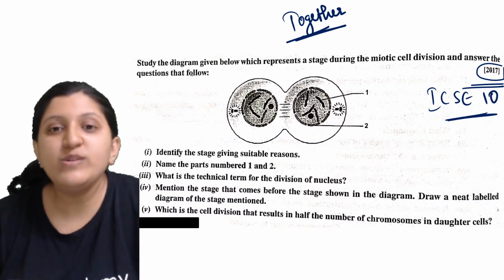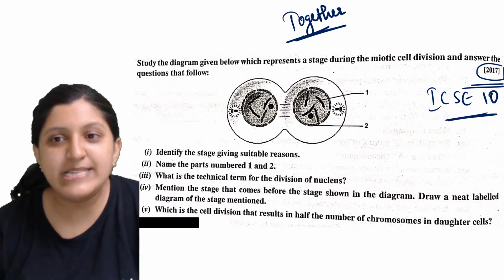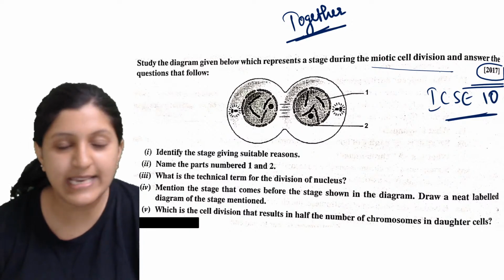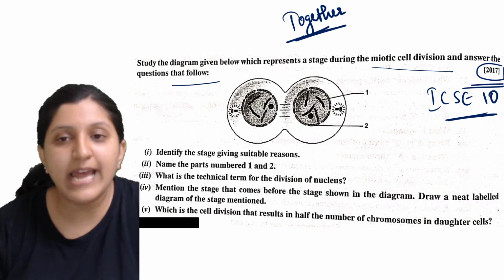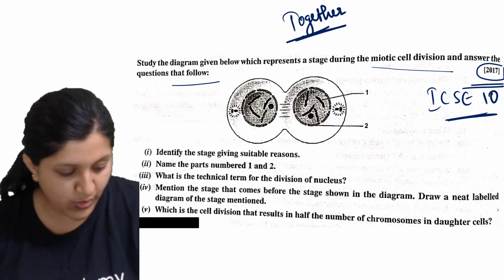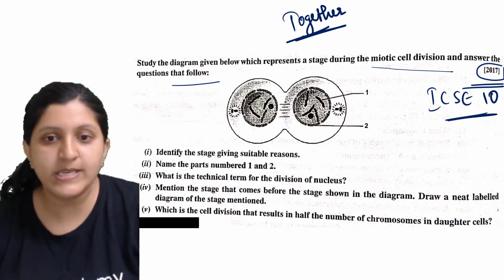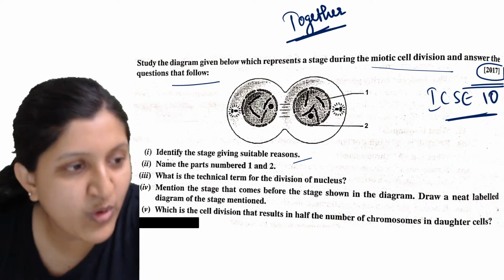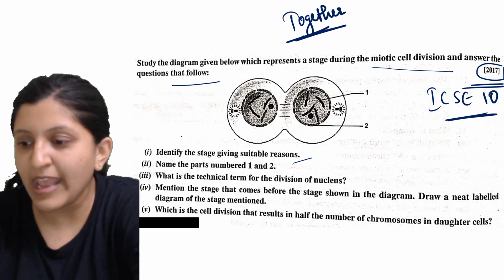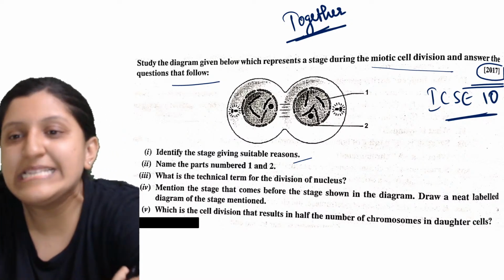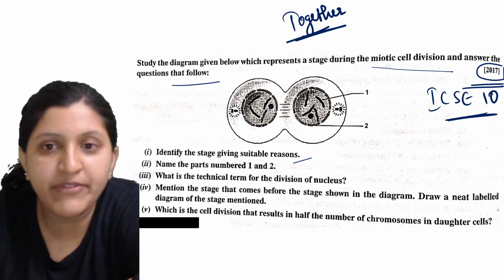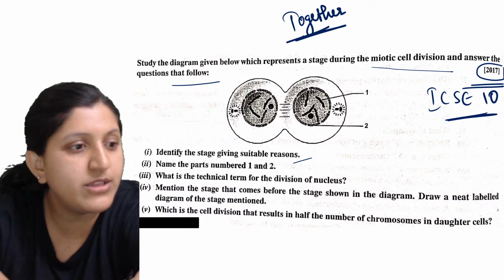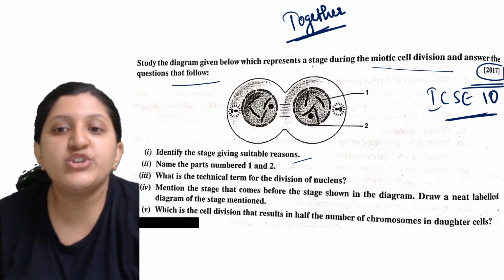All right, so study the diagram given below which represents a stage during the mitotic cell division. So this is mitosis itself, and answer the questions that follow. Okay, so what is the question? Let's have a look at the different questions which are asked here. Identify the stage giving suitable reasons. Any idea what might be this stage? Any of you? What is this stage now? So this stage you need to find out.